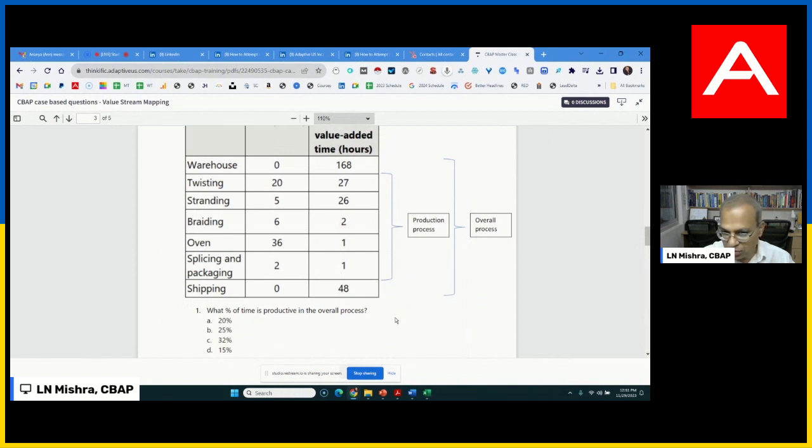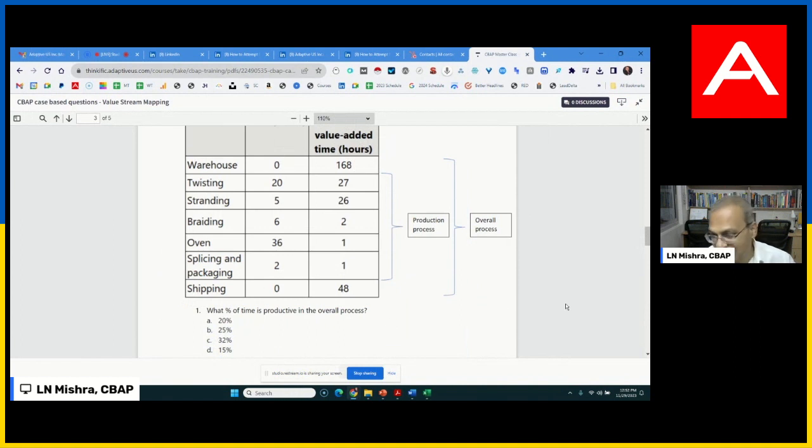On the other side, you have 48 plus 1, 50, 52, then 26, 78, plus 27, 105. 105 plus 168, that will be 273. So if you compute the ratio, it's 70 approximately on one side, and 280 approximately on the other side. So our production time is likely to be 25%, the productive time.